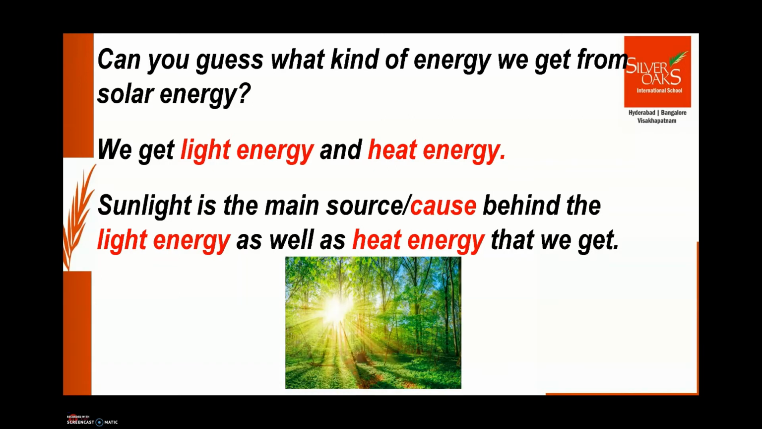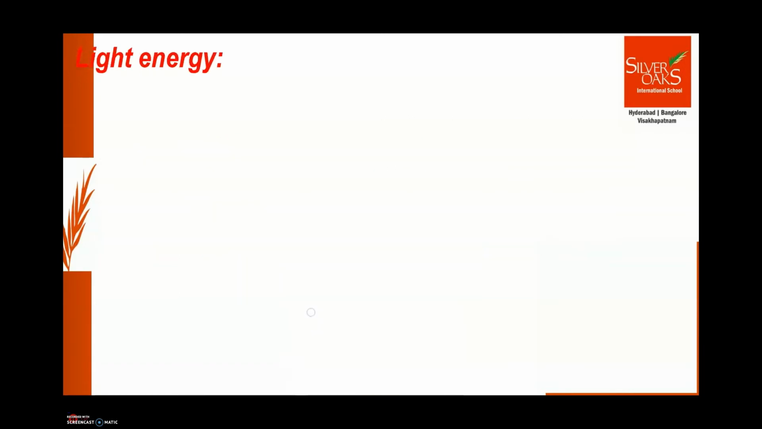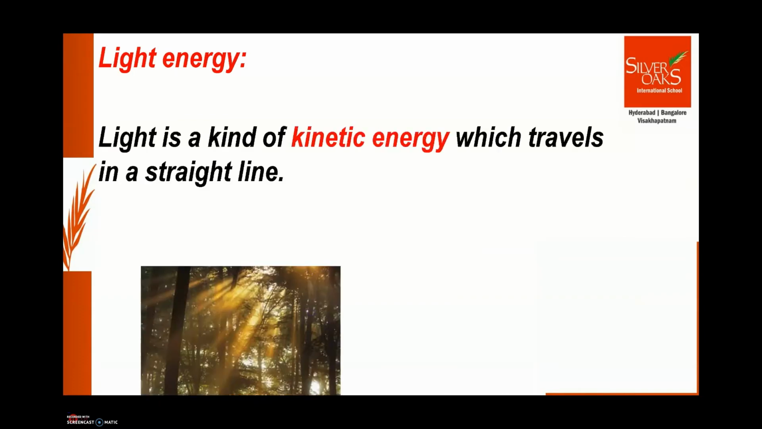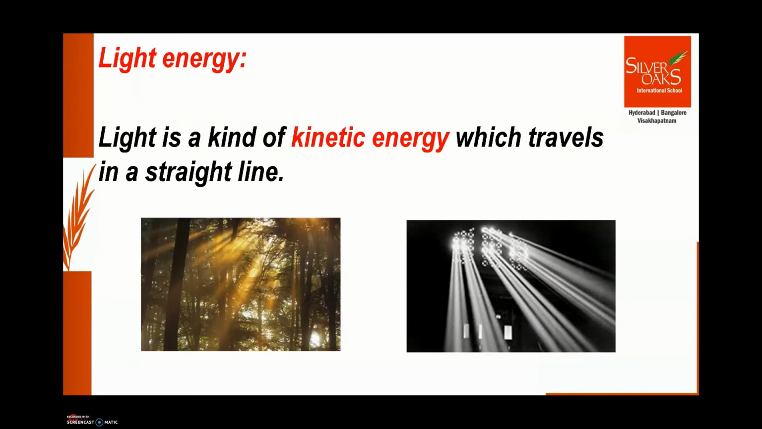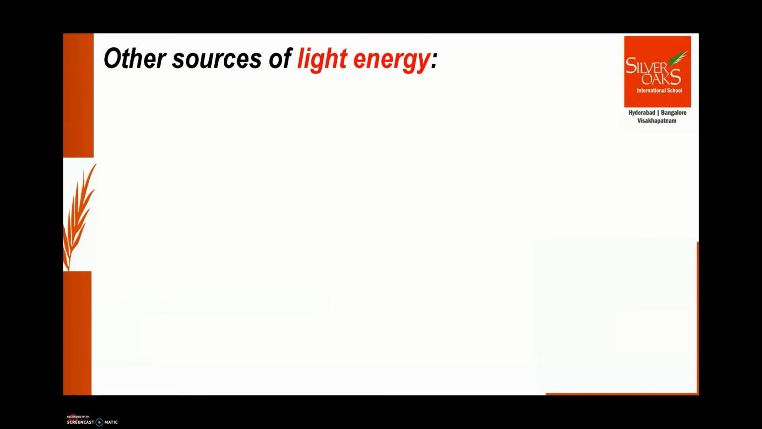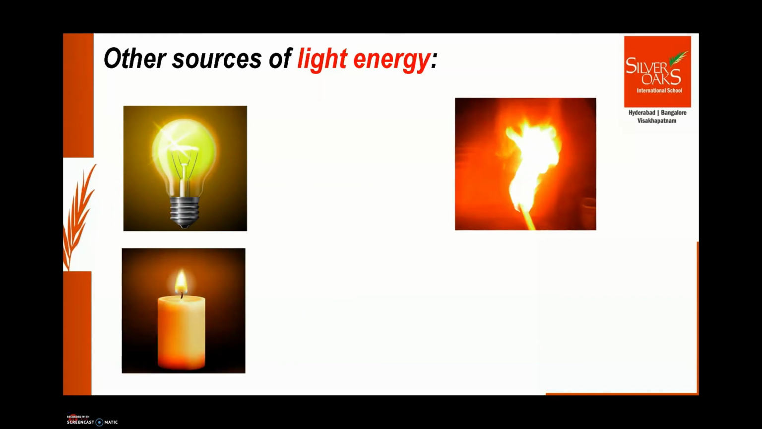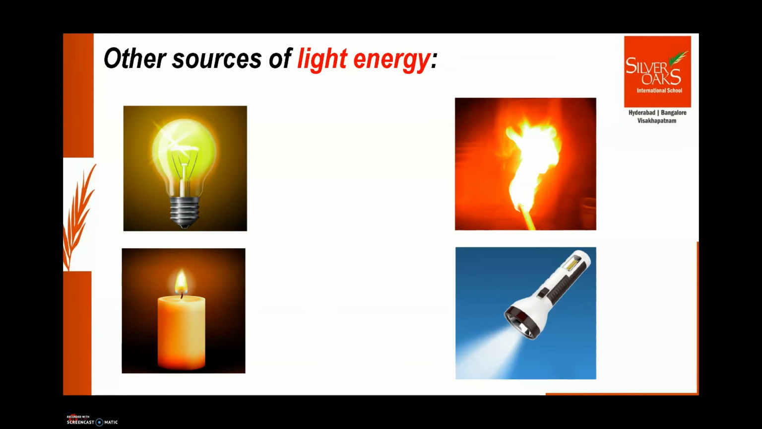Let's talk about light energy now. Light is a kind of kinetic energy which travels in a straight line. And you know, light helps us to see things around us, right? Without light, we wouldn't be able to see anything. We have many other sources of light too, right? Like bulbs, fire, torches, candles, etc. And all these give out light.